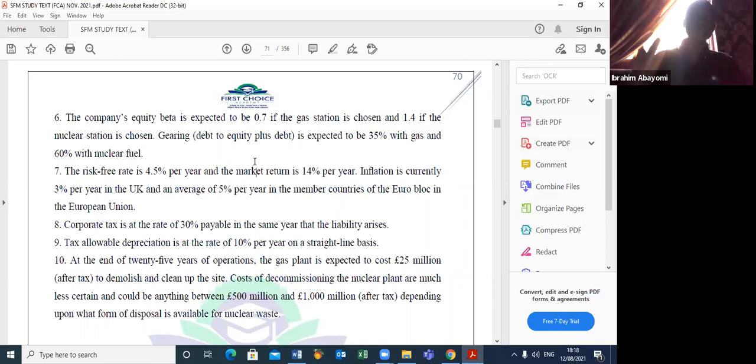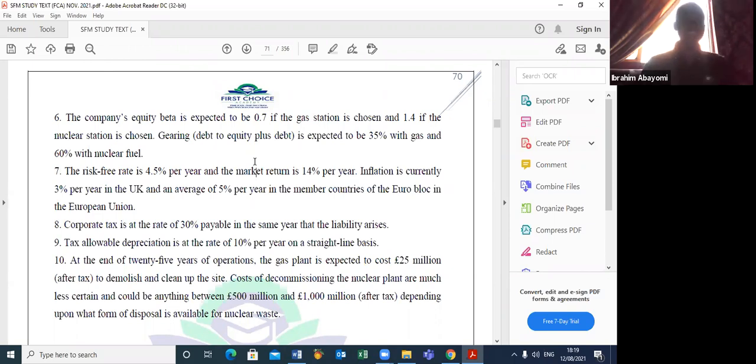And don't forget that the project has how many years? The project has 25 years life. So the capital allowance will only be for the first 10 years of the project. The remaining 15 years will not have capital allowance because capital allowance is 10%. And if you are claiming 10%, in 10 years, you must have claimed 100% capital allowance. So it is the first 10-year life of the project that will enjoy capital allowance. The remaining 15 years will not enjoy capital allowance. Take note of that as well.